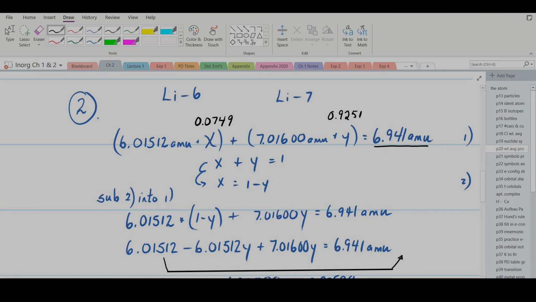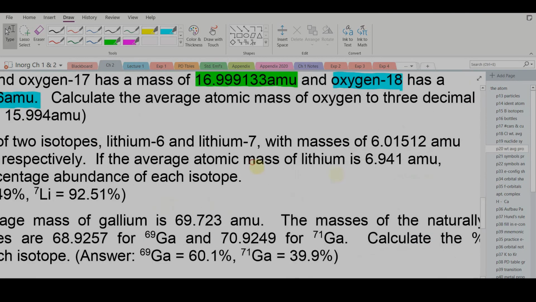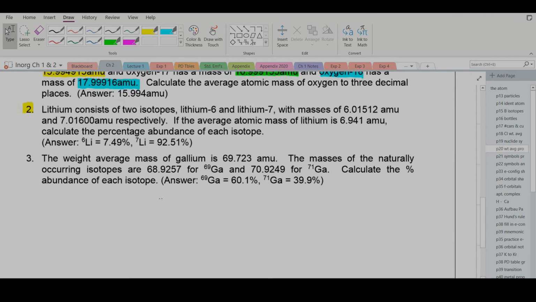All right, there's one more to do here. Question number 3 says the weight average mass of gallium is 69.723 AMUs. The masses of naturally occurring isotopes are 68.9257 for gallium-69 and 70.9249 for gallium-71. Calculate the percent abundance of each isotope, just like the last question. So you go ahead and try it, and I'll write out the answer and then I'll review it with you in just a minute.